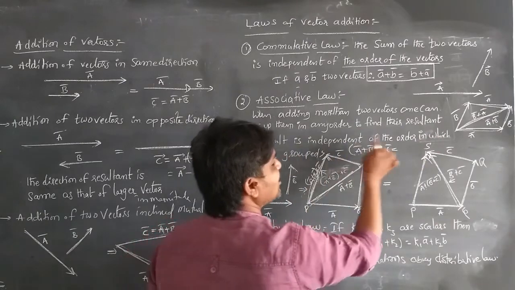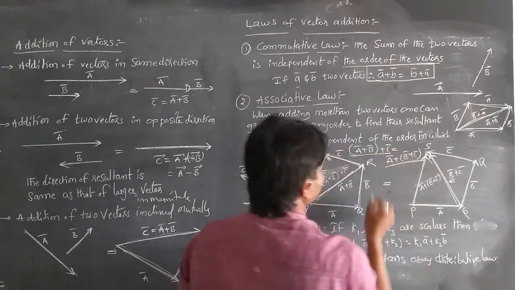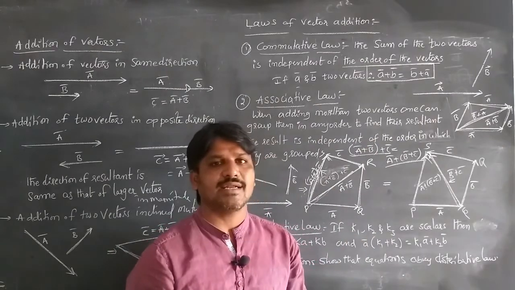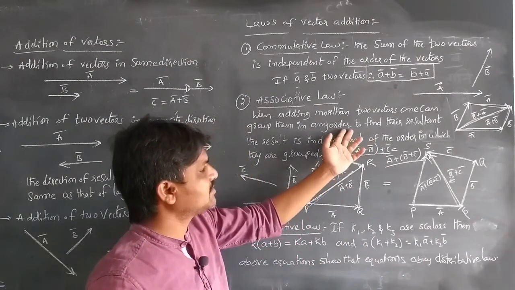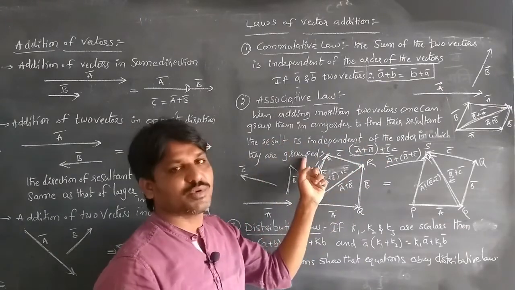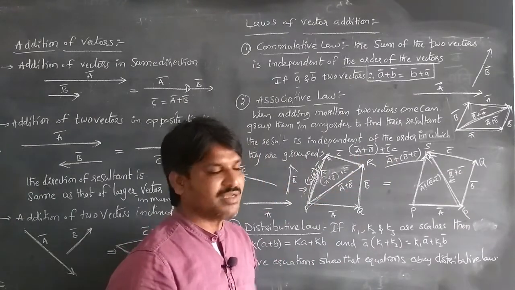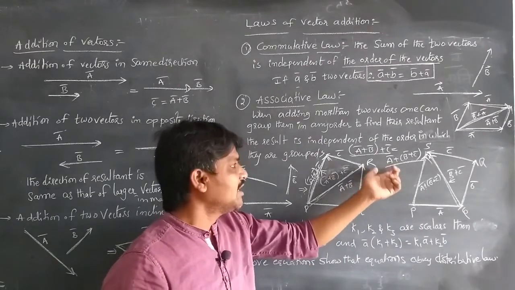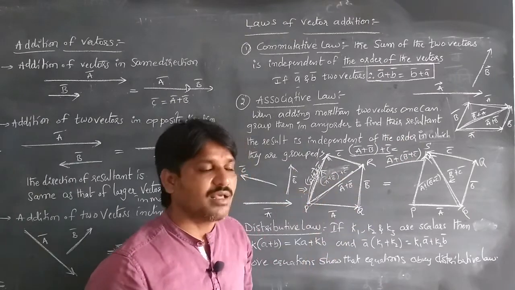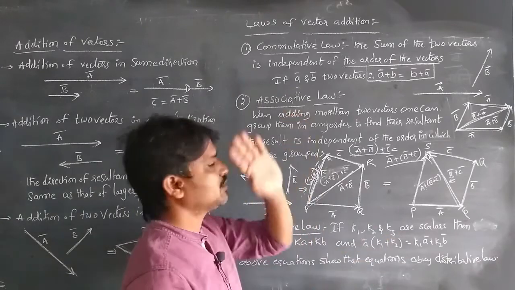The result is independent of the order, A bar plus of B bar plus C bar, like this. In any manner we add it, the result is independent of the order in which they are grouped. In any manner if we group that, we get the same result. If the vectors obey this, A bar plus B bar plus C bar is equal to A bar plus of B bar plus C bar, then those vectors obey the associative law of vector addition.